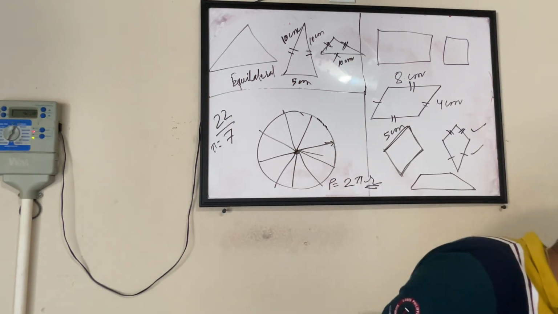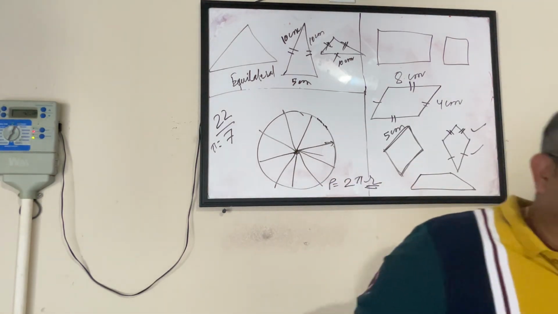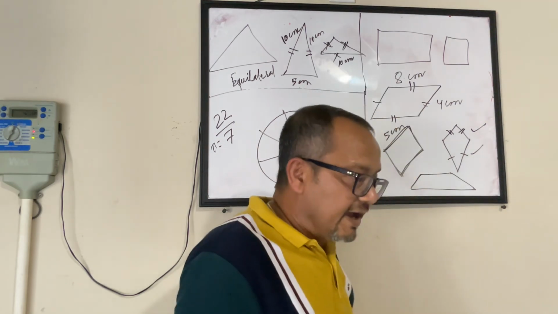Let's see how much time we have. We have 20 more minutes. Let's try to find out the perimeter of a couple of circles.